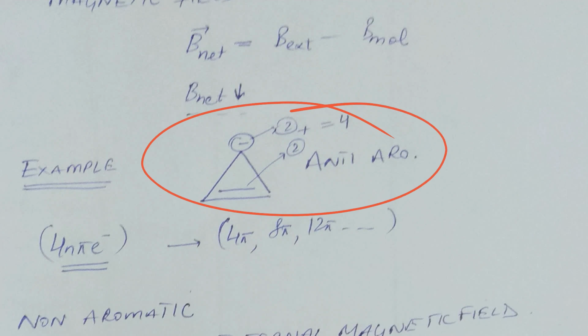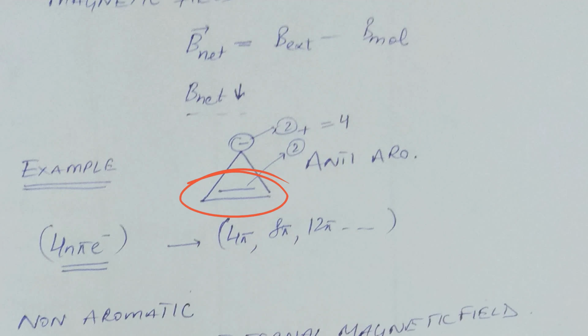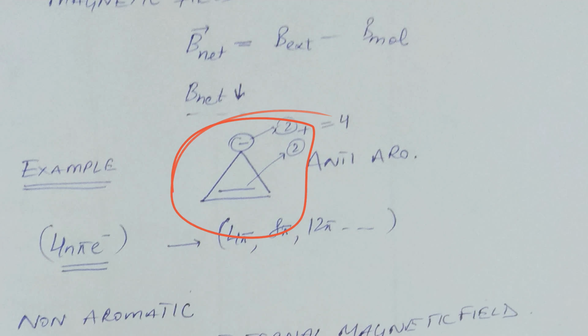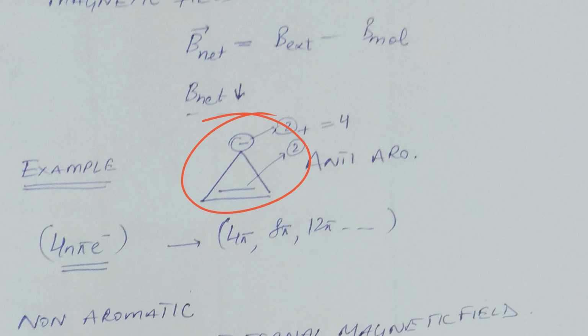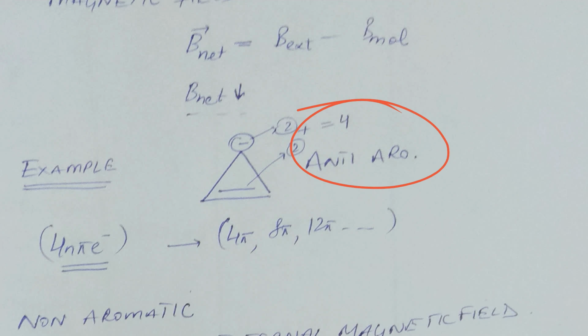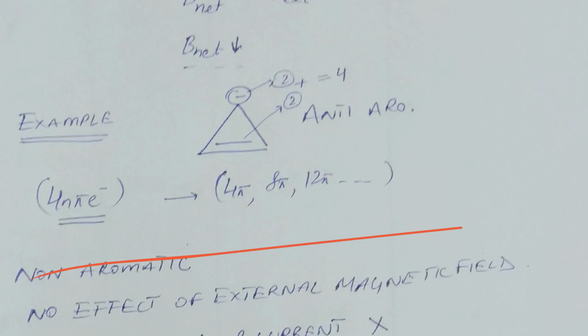Now for example, look at this. There is a rule for anti-aromaticity, that is 4n pi electrons. Like we had for aromatic compounds, which must have 4n plus 2 pi electrons, for anti-aromaticity we have 4n pi electrons. For example, let's see this. We know that there is a pi bond, there is a negative charge, and the loop current will be there as resonance is there, but the number of electrons participating is 2 from here and 2 from here, so 4 electrons are there, so this will be anti-aromatic and it will oppose the external magnetic field.